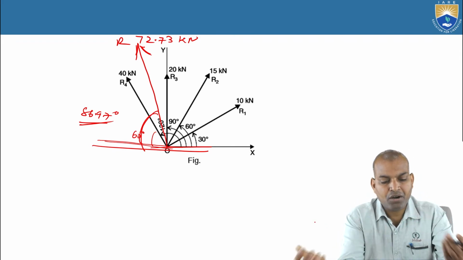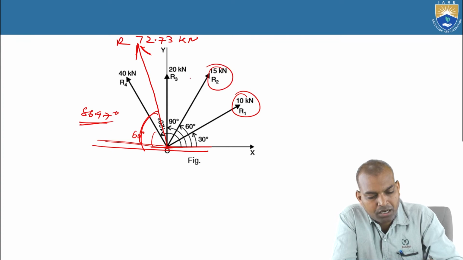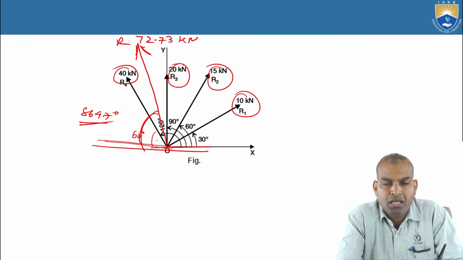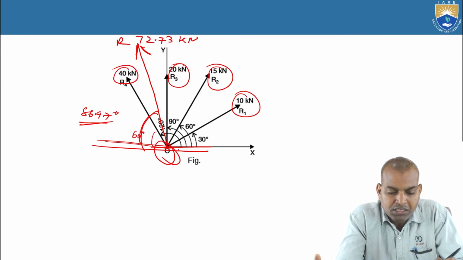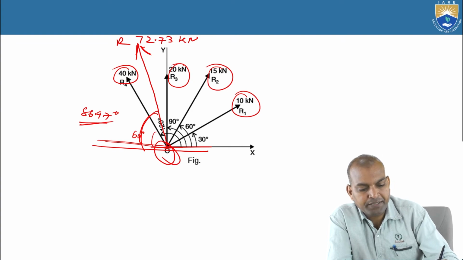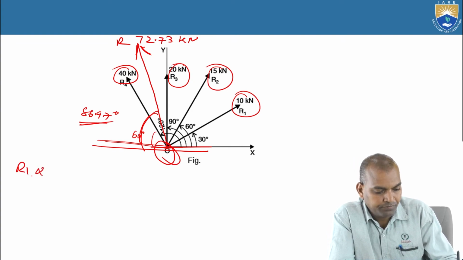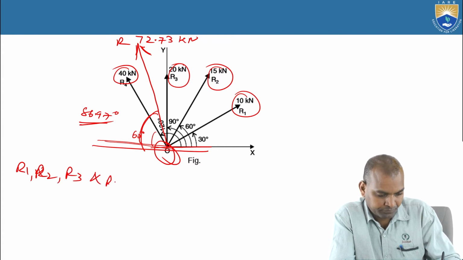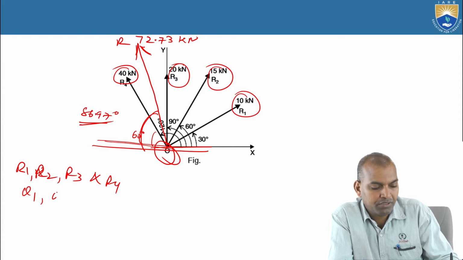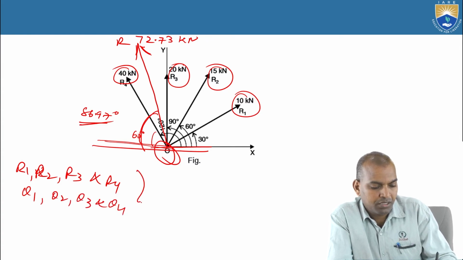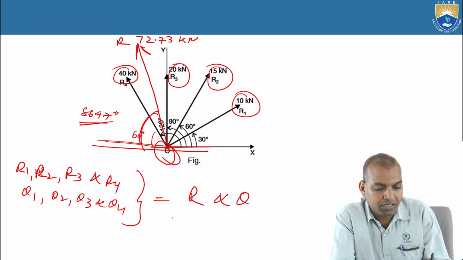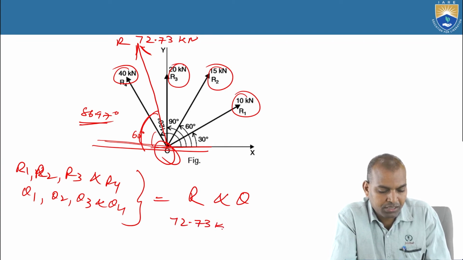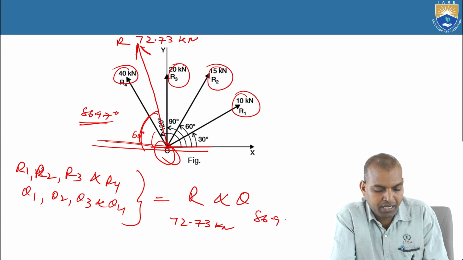So, the effect of R1, R2, R3 and R4, having the magnitudes and directions of 30, 60, 90 and 120 degrees, acting on a particle O, the effect of all these forces with the directions theta 1, theta 2, theta 3 and theta 4 is equal to the effect of the resultant force with magnitude R, that is 72.73 kilonewtons, and theta is 86.97 degrees.